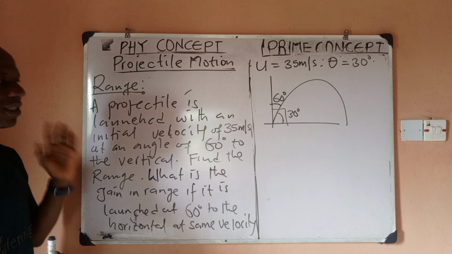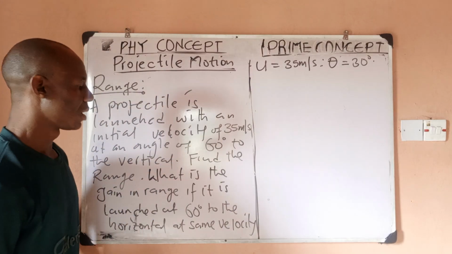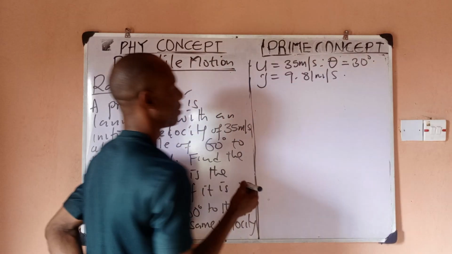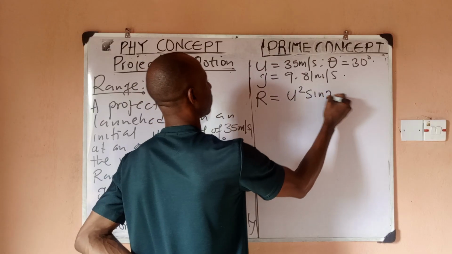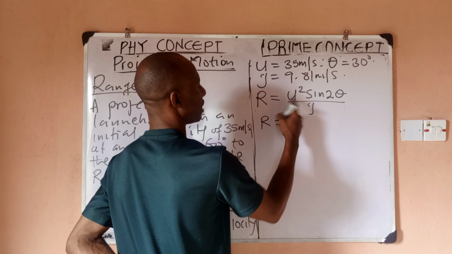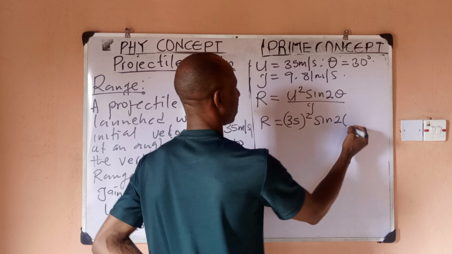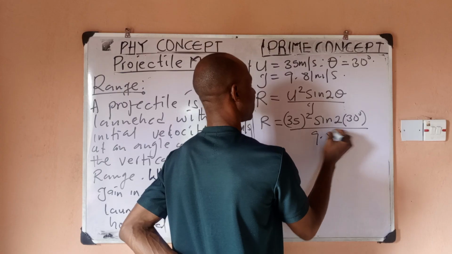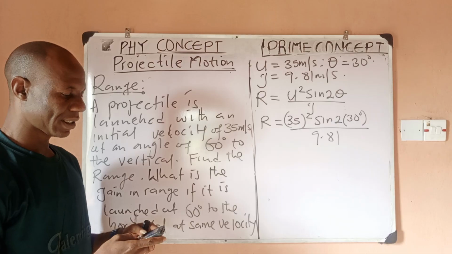So let's start with that. Find the range. It is very straightforward. Now we're using G as 9.81 meters per second squared. So our range from what we just derived is u squared sine 2 theta over G. So our range is going to be, our u is 35 all squared, sine 2 into theta, which is 30 degrees, divided by 9.81. So to solve this, I have that 2 times 30 is 60. So sine 60 is 0.866.